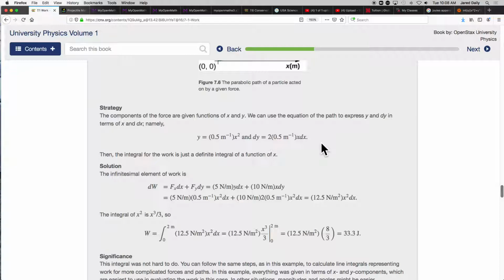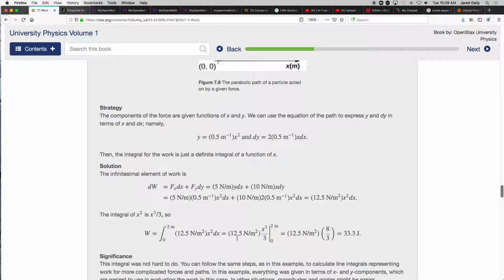And what you want to do is find a value for each of these. Then you want to do a relationship between the two, and then you want to turn everything into an x integral, and then do the integral. And you can see they do that here. They turn everything into an x integral, so it ends up being x squared dx in the end.